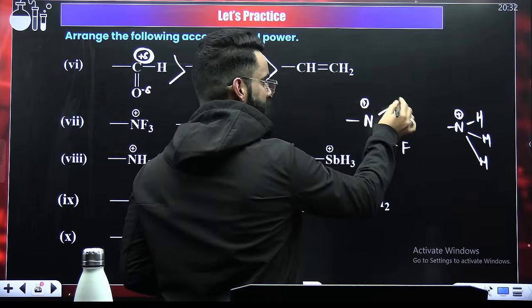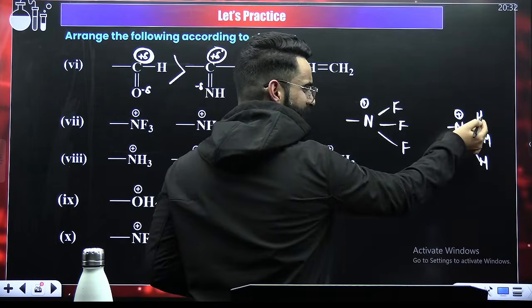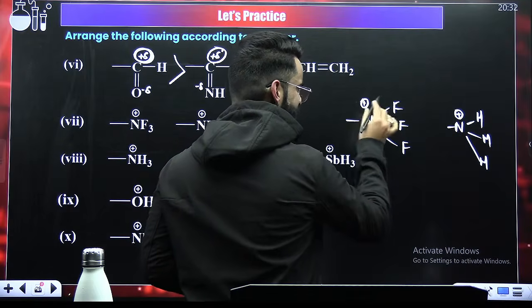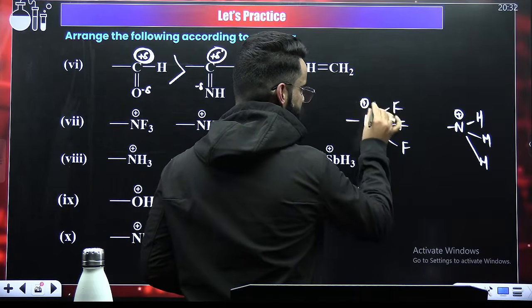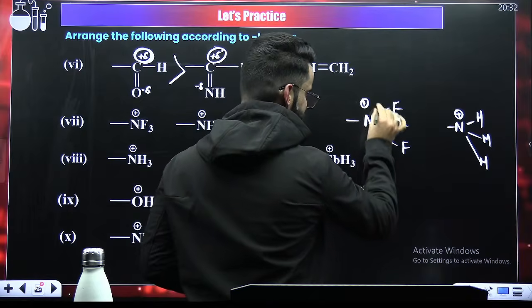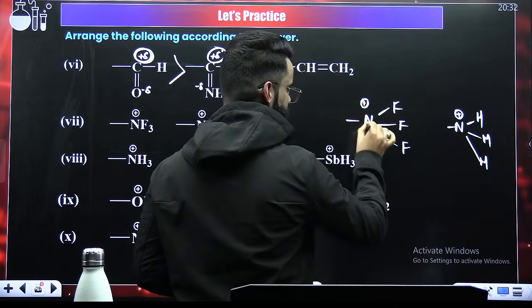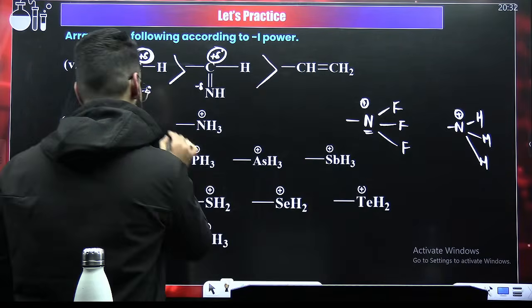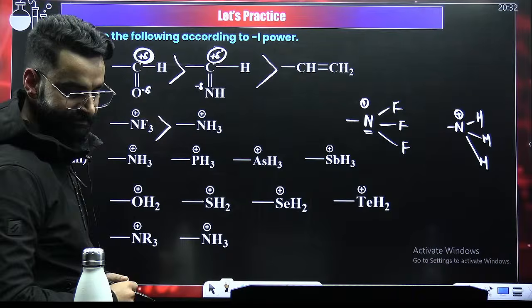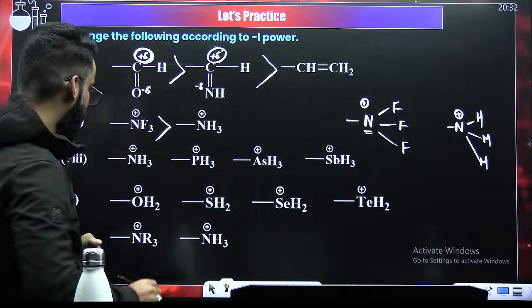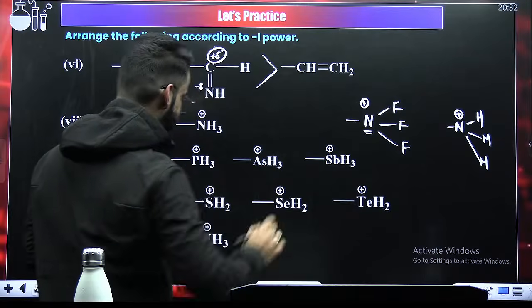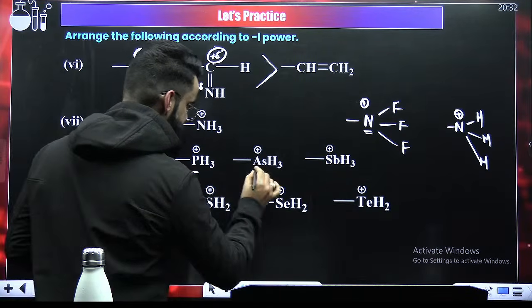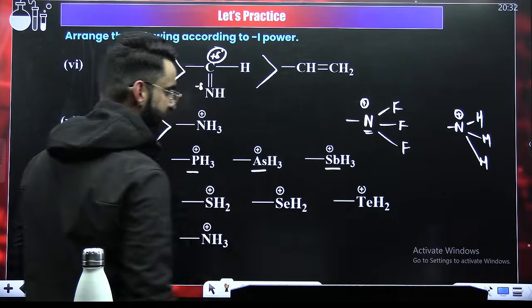Since fluorine is more electronegative than hydrogen, it will increase the magnitude of positive charge on nitrogen here. If it increases the magnitude of positive charge on nitrogen, this nitrogen becomes more withdrawing, right? So this is the order. Now, give me the minus I power of these groups: nitrogen carrying positive, phosphorus carrying positive, arsenic carrying positive, antimony carrying positive.